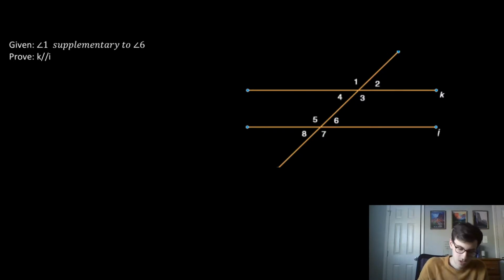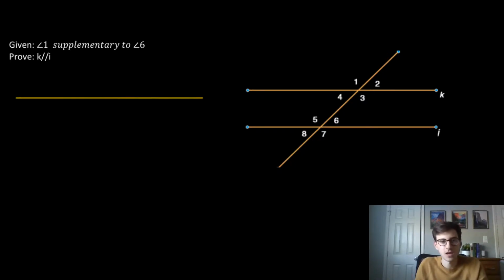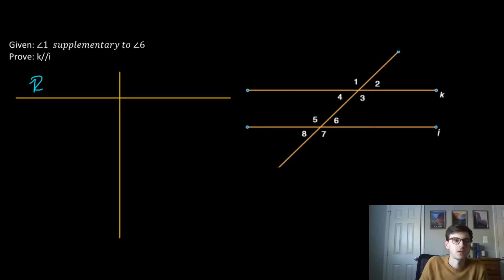Okay, so let me go ahead and I'm going to make two columns. And this isn't the only way to do proofs, but it is a way, and it's a fairly helpful way, I think. So on the left side over here are all of my statements. And on the right-hand side are all of my reasons.